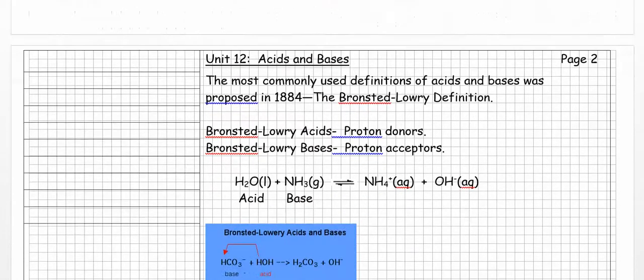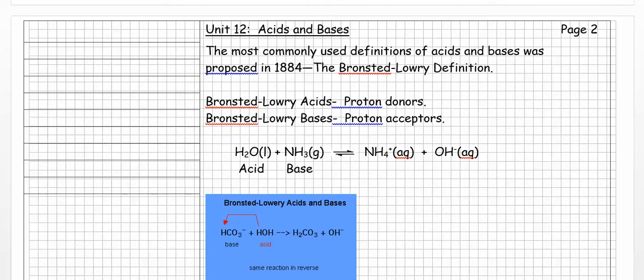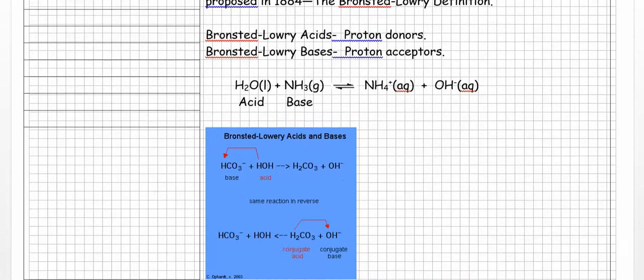All right, let's talk a little bit about some definitions of acids and bases. The first one was proposed in 1884 and is called the Bronsted-Lowry definition. The Bronsted-Lowry definition of acids says this, that acids donate protons. That's how you know that you've got an acid. They donate protons to the solution. And a Bronsted-Lowry base, by contrast, is a proton acceptor.